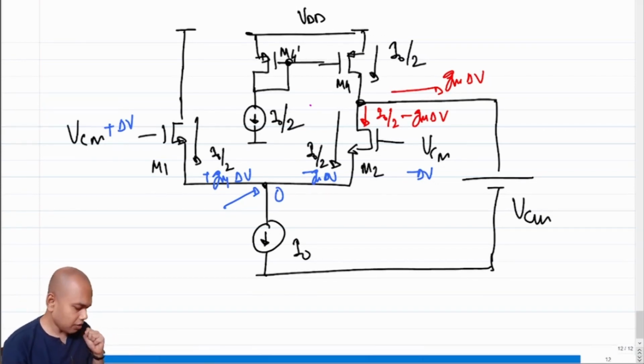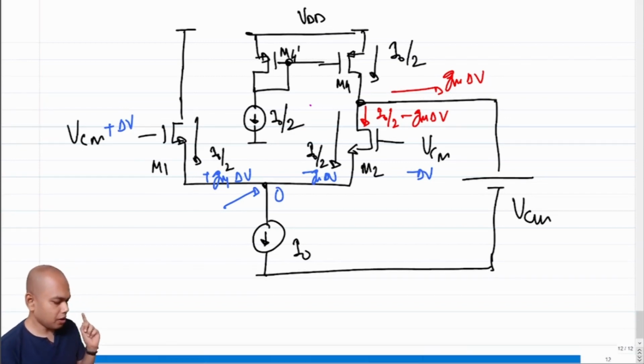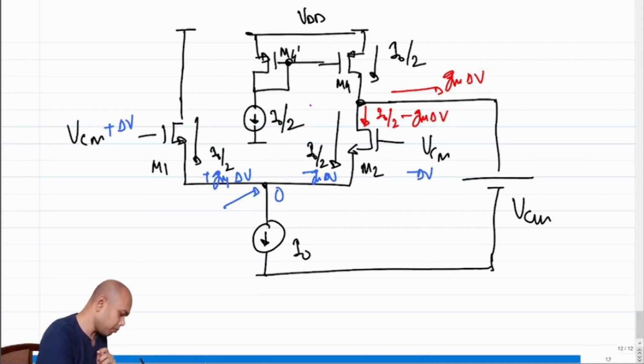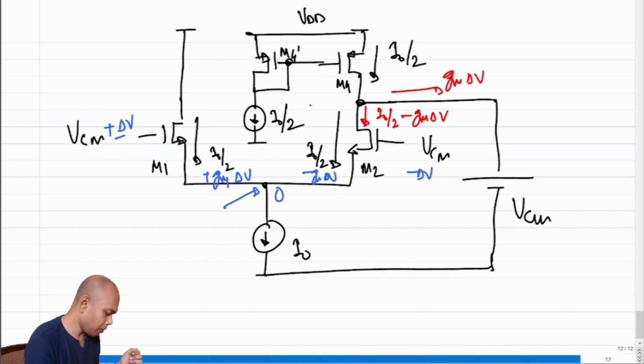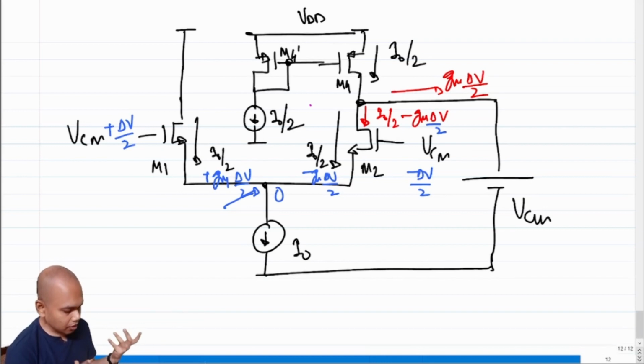So now the question is, can we do a bit better? Some of you might have already noticed that instead of putting plus delta V by 2, I put delta V. We can as well go back and do delta V by 2, so everything goes by 2. So this will also be Gm times delta V by 2. Now the question is, can we do slightly better?